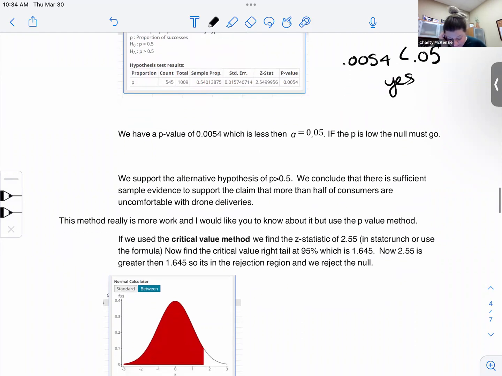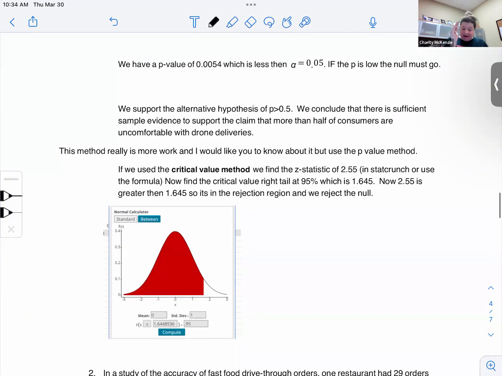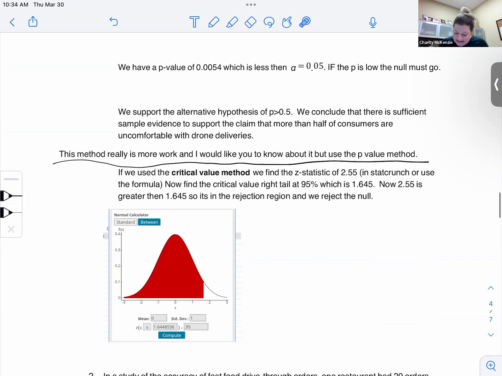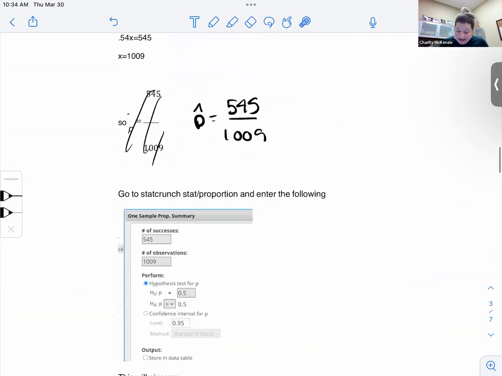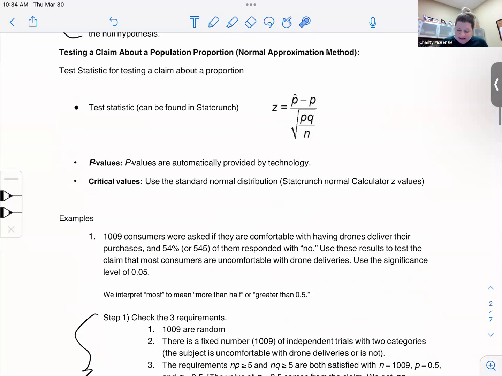All right. So if we did the critical value method for this exact same problem, and you can see I put, it's more work. I prefer you use the p-value method, but I'm going to show it to you. I don't even care what the problem says in StatCrunch or in your homework. You can always use the p-value method, okay? So, the critical value method. We got this test statistic of 2.55, and that literally came from right here. Or it can come from this ugly formula right here, okay?